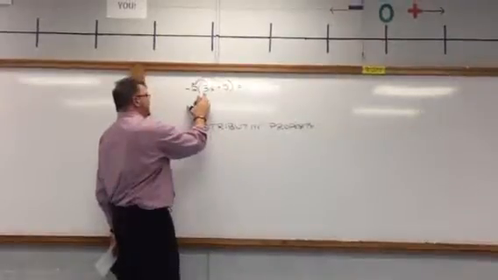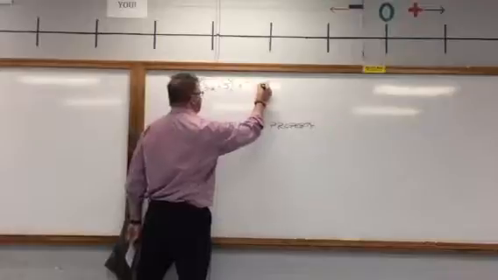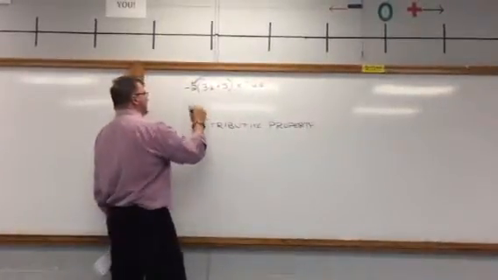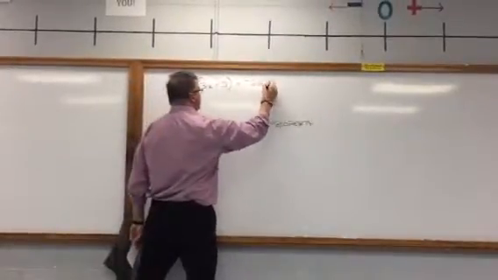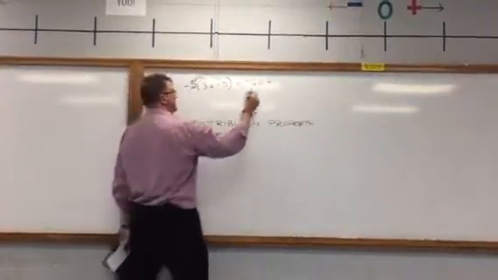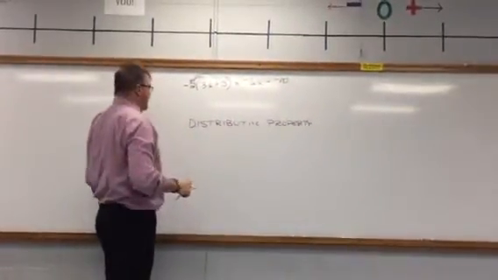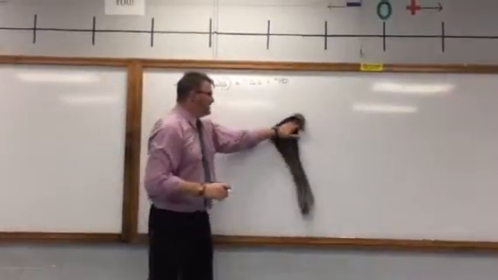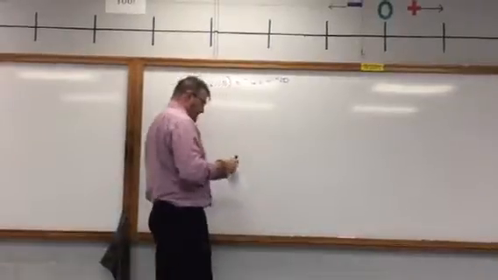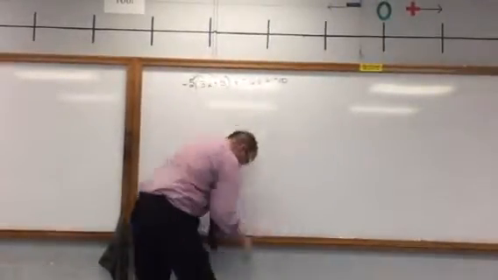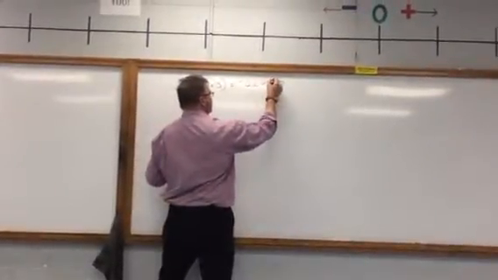Negative 2 times 3 is negative 6 times x is negative 6x. And then we have plus negative 2 times 5. And that's negative 10. Okay, now technically, that is correct. Negative 6x plus a negative 10. But here in the Hillcrest zone, we do not like to have what we call double signs.